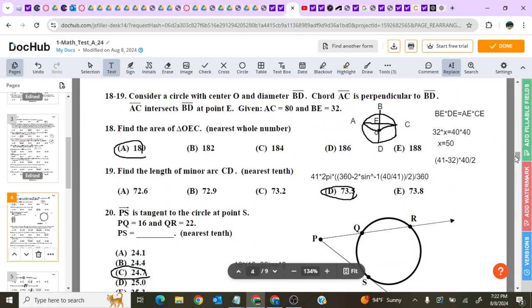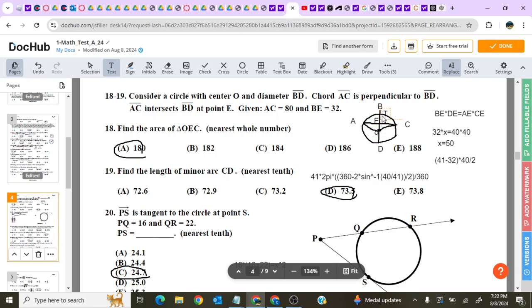Consider a circle with center O and diameter BD. Chord AC is perpendicular to BD. AC intersects BD at point E. Given AC is equal to 80, BE is equal to 32, find the area of this triangle. So I kind of mapped out the entire thing for you. AC is equal to 80 and this BE is equal to 32.